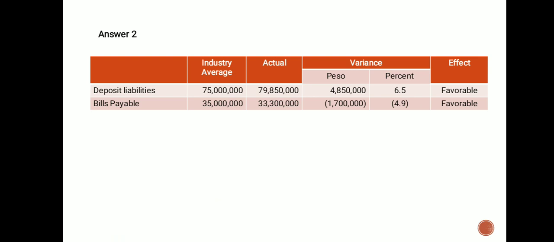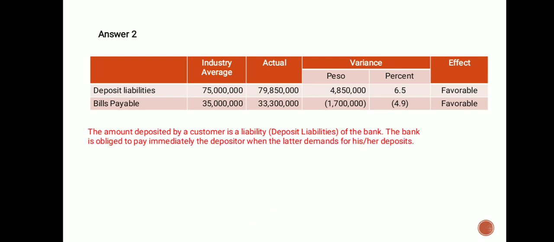So banks basically receive deposits from customers in the form of savings, demand, or time deposits. And then the amount deposited by a customer is a liability to the bank. The bank is obliged to pay the depositor immediately when the depositor demands for his deposit. Therefore, the account title nga bank deposit is shown as part of the liability in the statement of financial position.